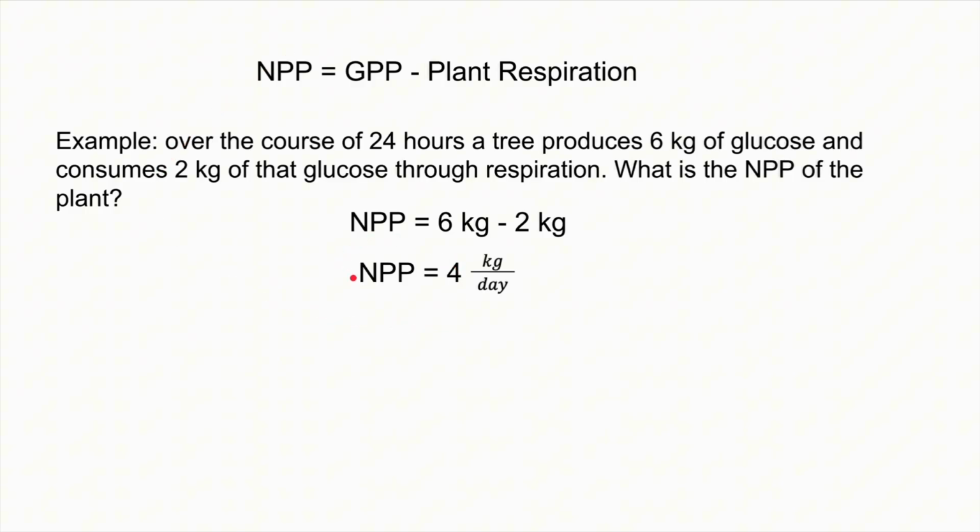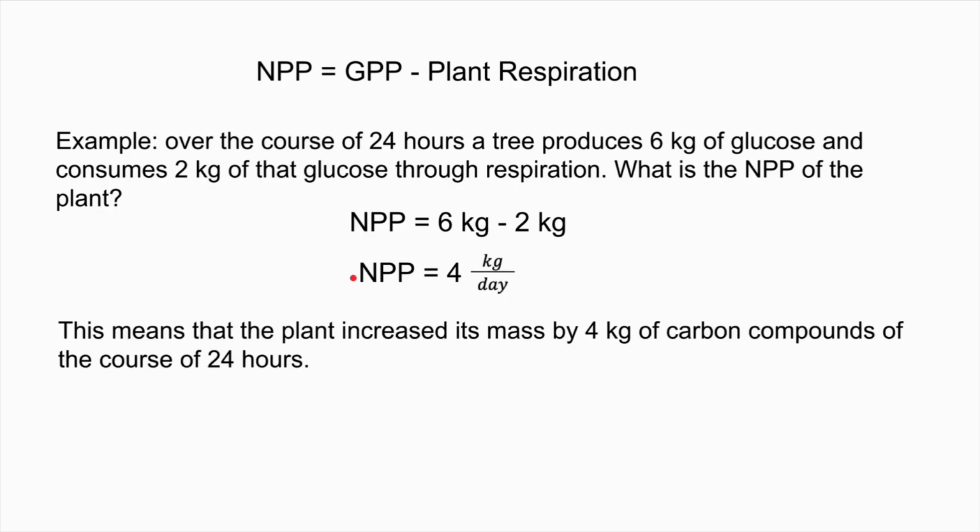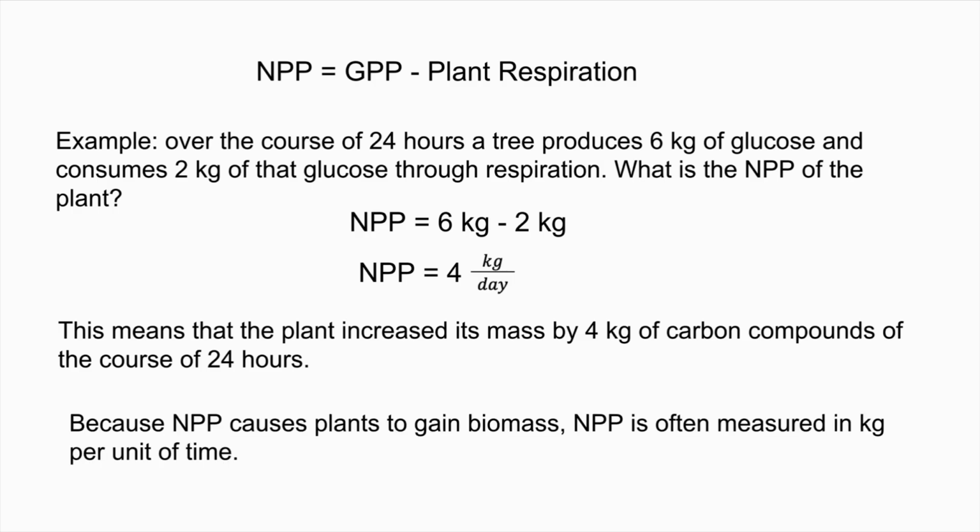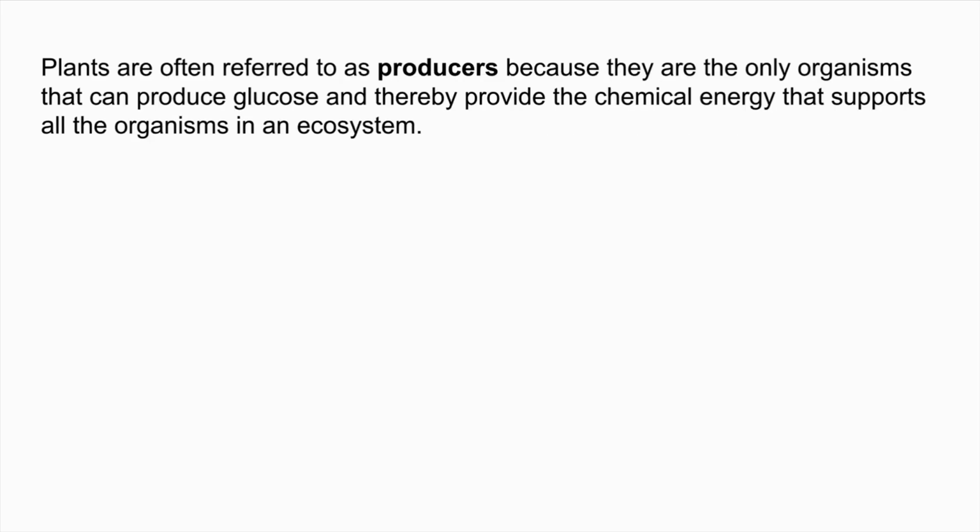And that's what's available for other organisms in the ecosystem to live off of, because nothing else other than plants can produce food. All right. Now, let's move forward here. Because NPP causes plants to gain biomass, we're going to typically measure NPP in terms of kilograms per unit of time. A lot of times we'll do it not just in terms of kilograms per unit of time, but kilograms per unit area, because we're talking about a whole forest per unit of time.